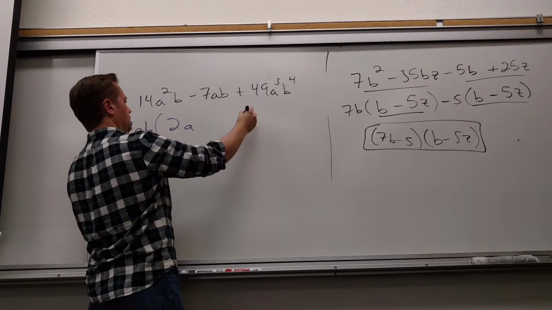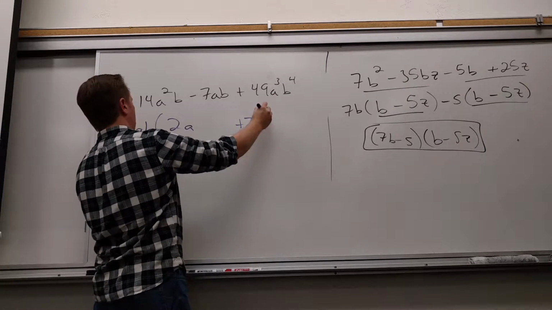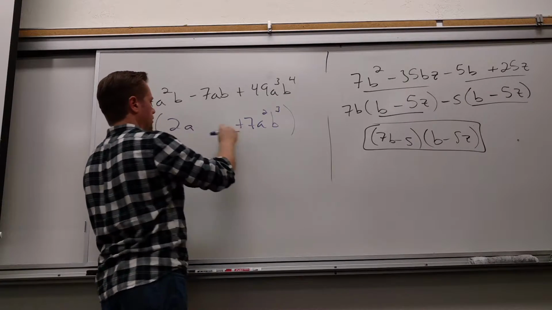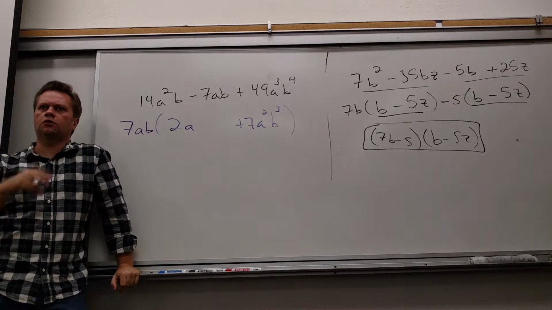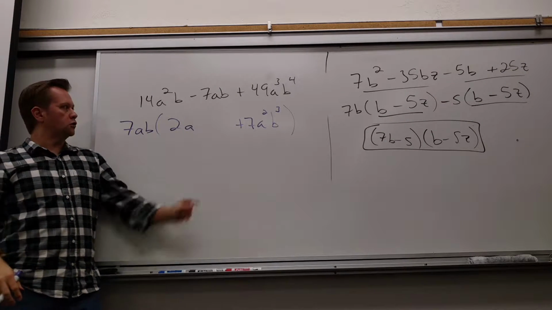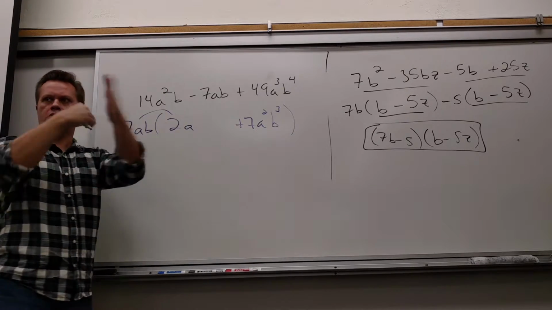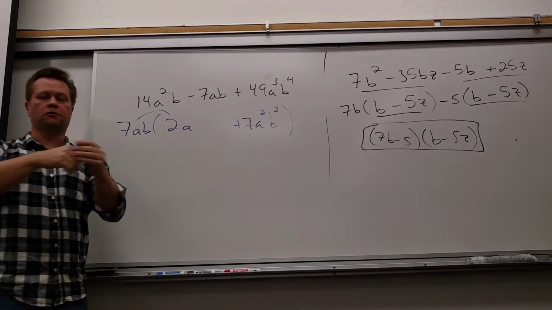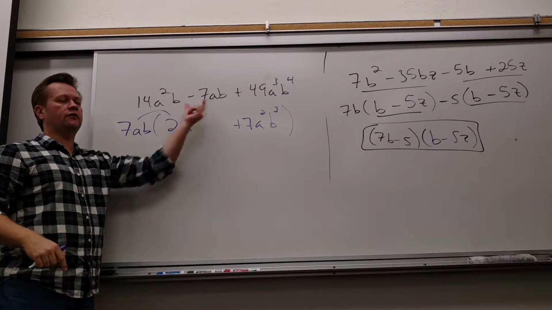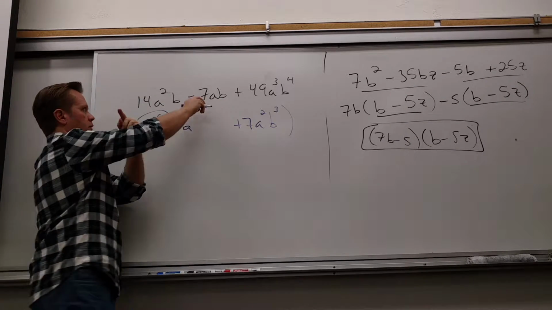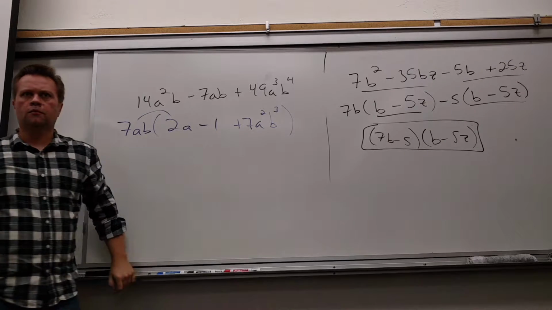I had people do this 7AB times 2A, and they just leave that off, and I'm like, no. It's negative 1. Because when I distribute, what operation am I using? Multiplying. So when I take something out and divide, what is 7AB divided by 7AB? 1. So it'll be minus 1.